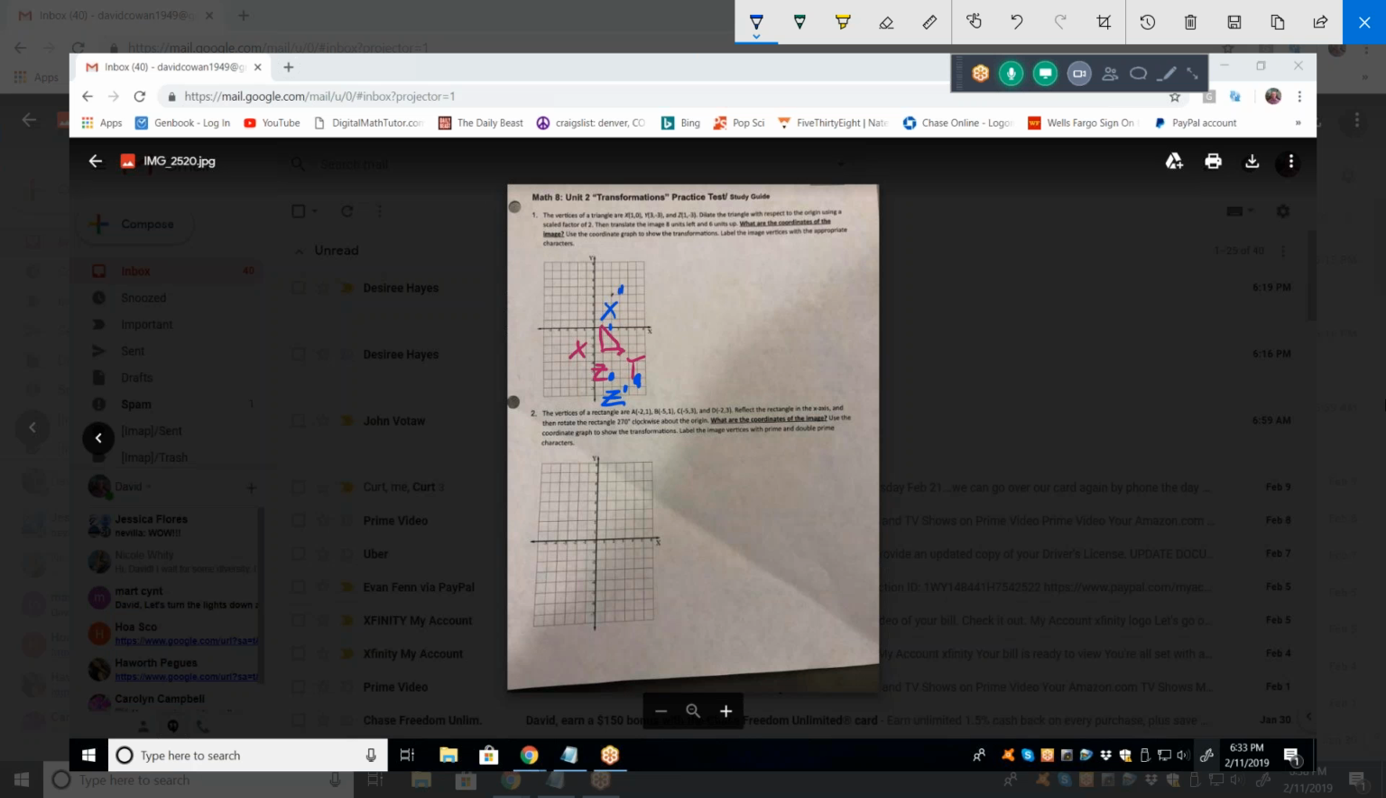Okay, so if I draw the new triangle, it's the same exact shape as the other triangle, it's just twice as big. And it's also twice as far away from the origin. So it's not just twice as big when you dilate it.